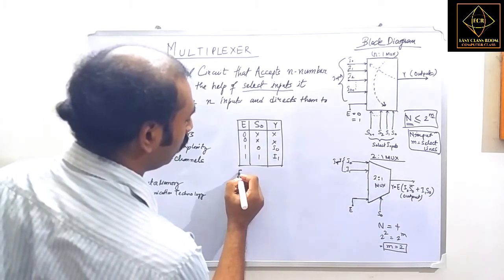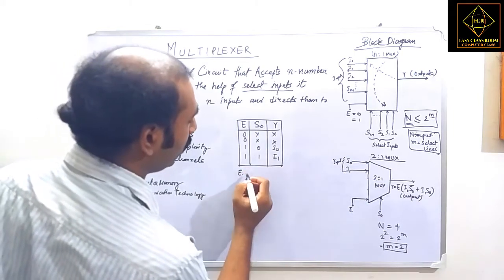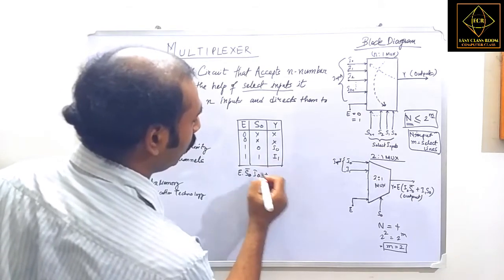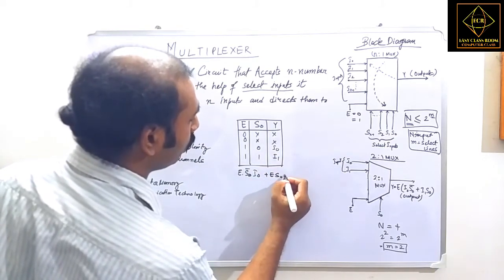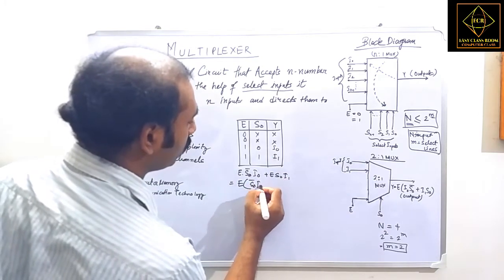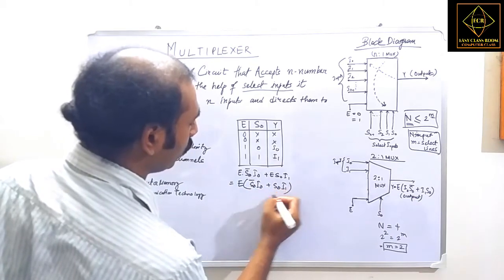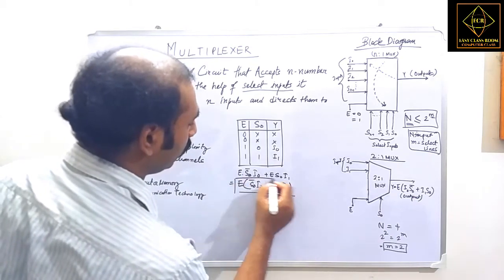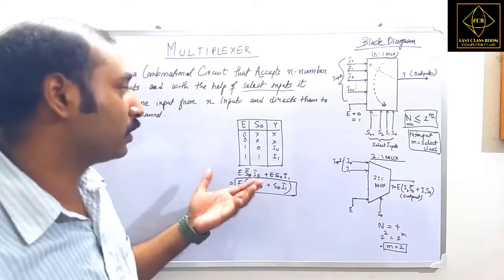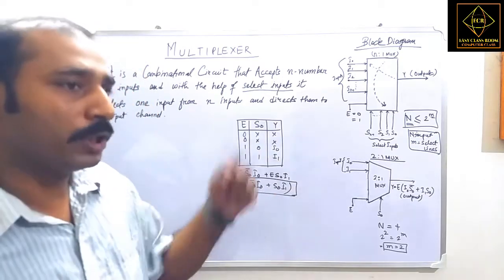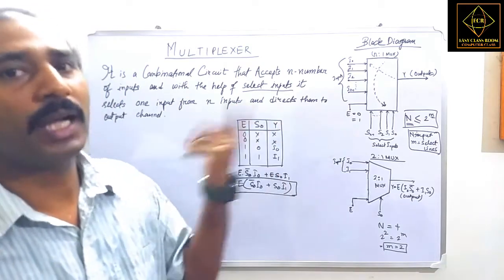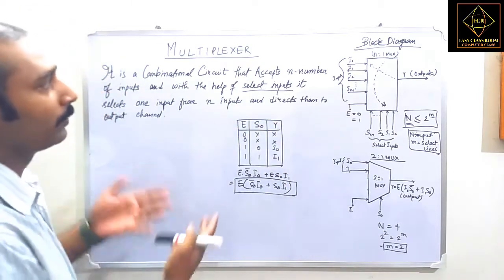How? E is here, S0 bar, I0 plus S0, I1. If we take E as common, we get E times (S0 bar I0 plus S0 I1). So this is the entire logic. There is not much to calculate, but to select which of the inputs from the several inputs can be directed towards the output signal. This is the entire motto of this kind of circuit.